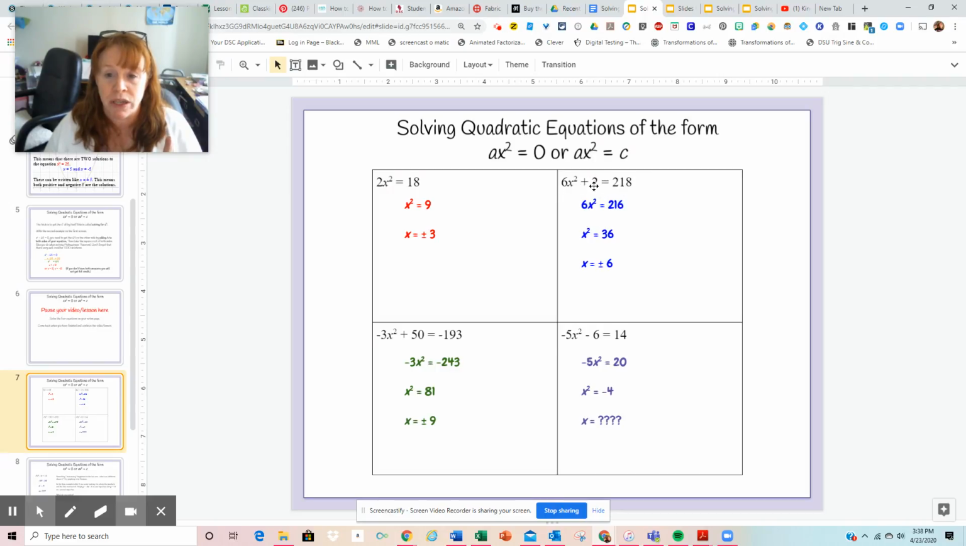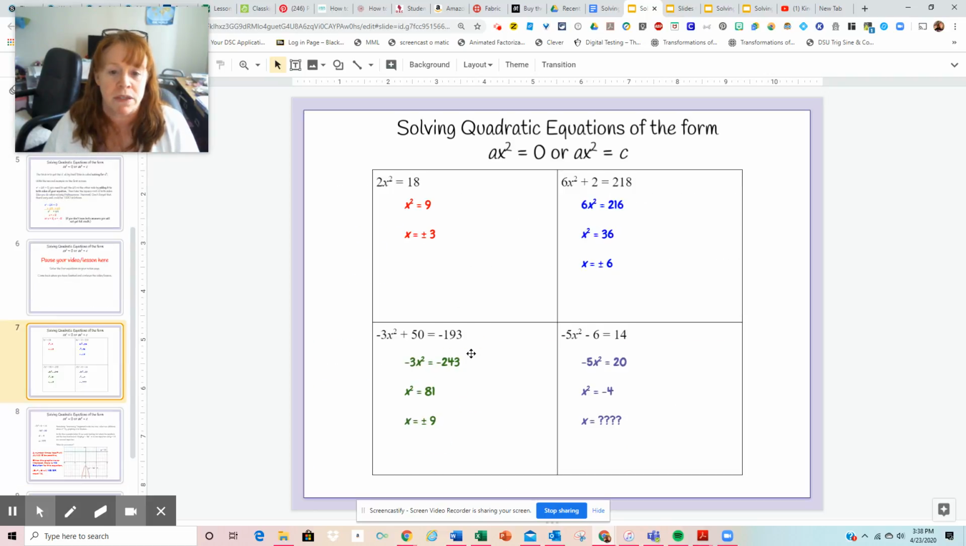Subtract 2. I'm adding 2 here, so I have to subtract 2. I get 6x squared equals 216. Just like you would if this was 6x plus 2, you're still going to subtract 2 first, so you're going to do that here. Then you're going to divide by 6. You get x squared equals 36, so x equals positive and negative 6.